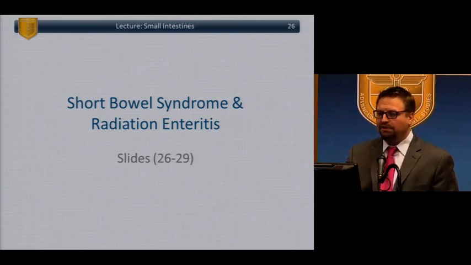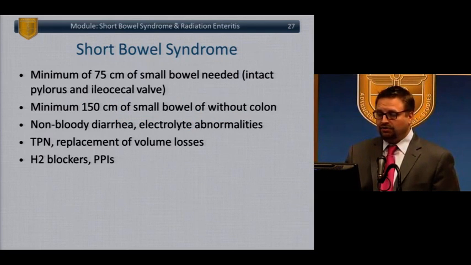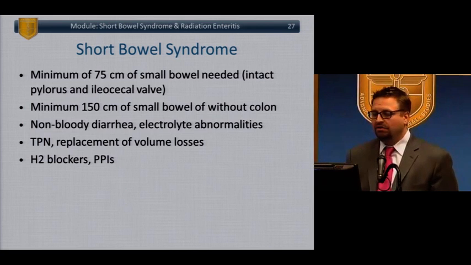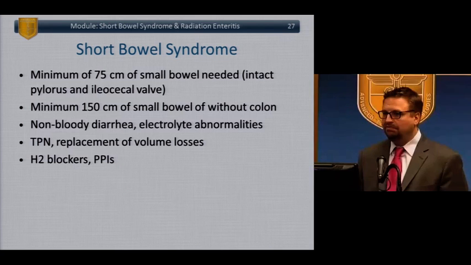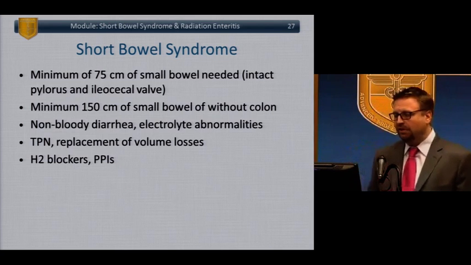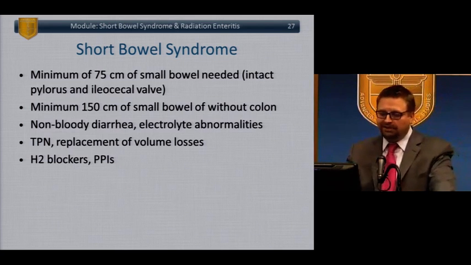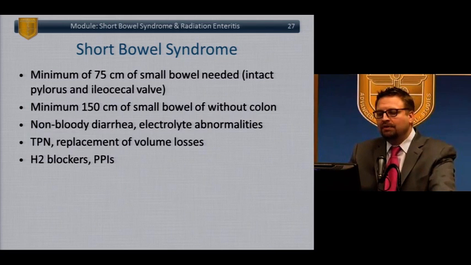Okay, moving on to some other causes of small bowel obstruction or related issues. So short bowel syndrome, as we mentioned with Crohn's disease, can occur not just from Crohn's disease, but from bowel resection of any cause: trauma, other malignancies, vascular injuries, whatever. A minimum of 75 centimeters of small bowel is needed. This number of about 75 or 100 centimeters is the bare minimum. And then it, of course, depends on which part of the bowel and what you have left.